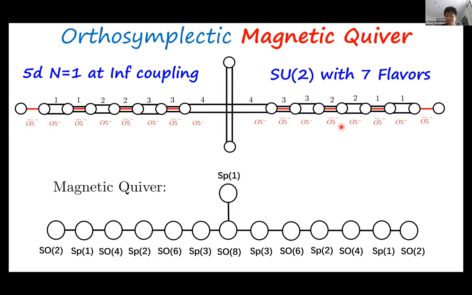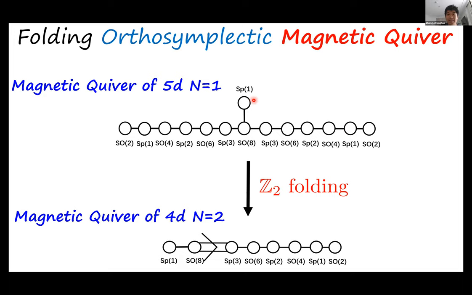Very good. And now we can proceed as before. We take this magnetic quiver. We see there is a Z2 symmetry down the middle. And I can fold this magnetic quiver along the symmetry again, giving me a folded orthosymplectic quiver. And in this case, it is a magnetic quiver of a 4D N=2 gauge theory. So I'm just taking all the different steps that we looked at with unitary magnetic quivers, and now we can repeat them also for orthosymplectic magnetic quivers.